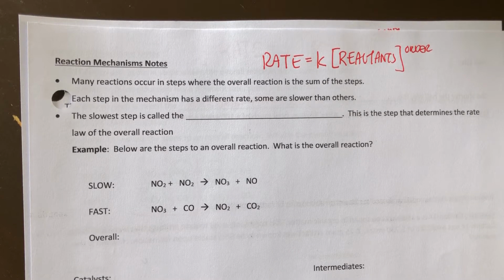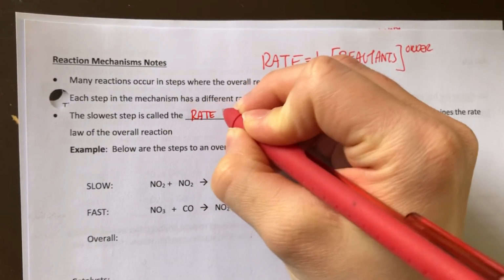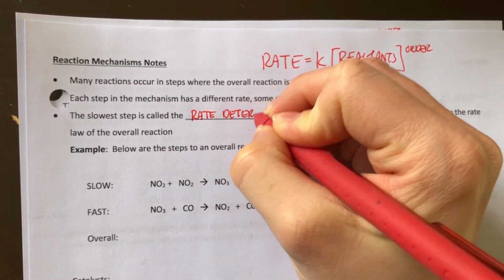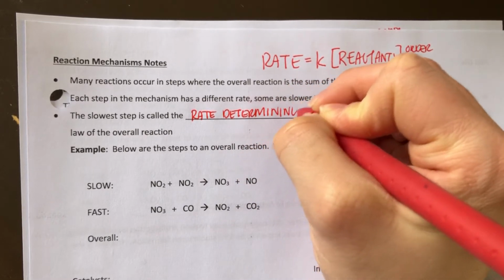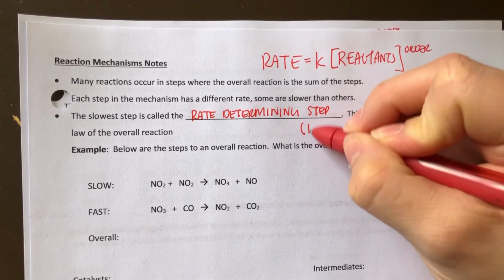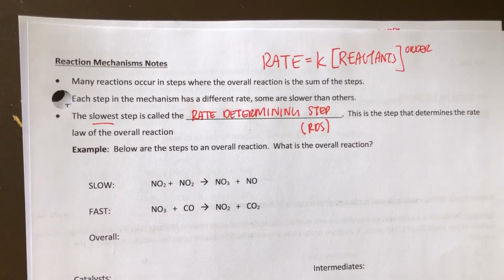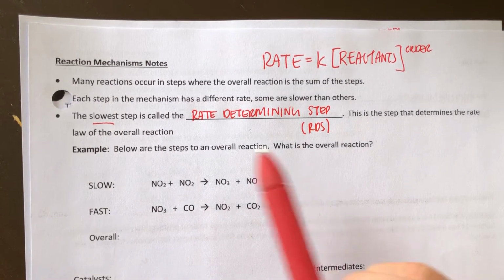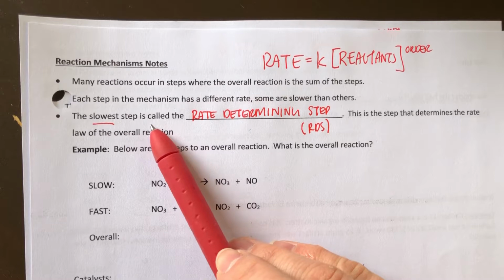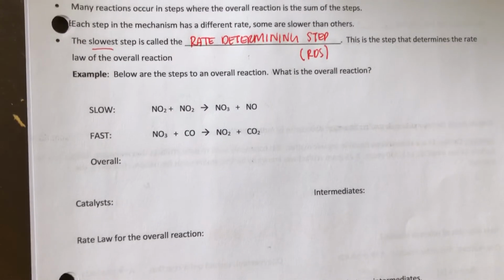So that's why the slowest step in a mechanism is called the rate determining step. It has the most effect on the overall rate of reaction. So sometimes we call this RDS, rate determining step. That's the slowest step. This is the step that determines the rate law of the reaction. We'll see that the coefficients of this step are actually where the orders come from. So let's do an example.